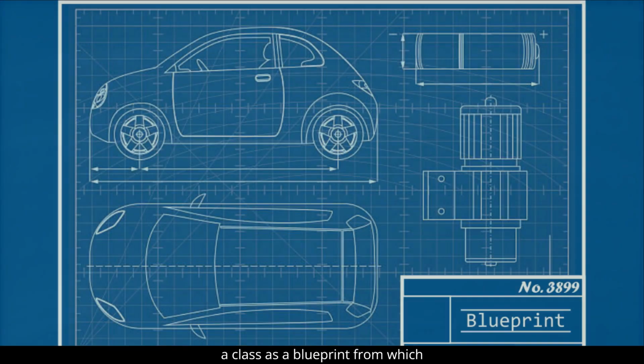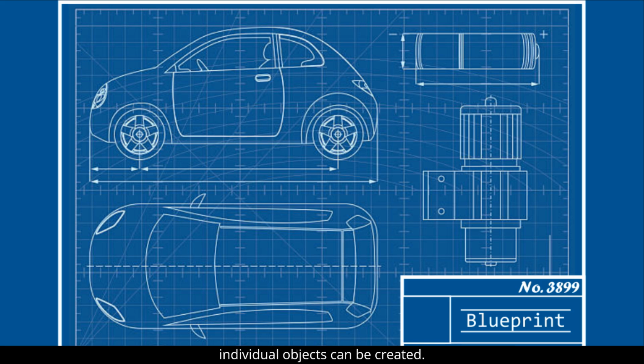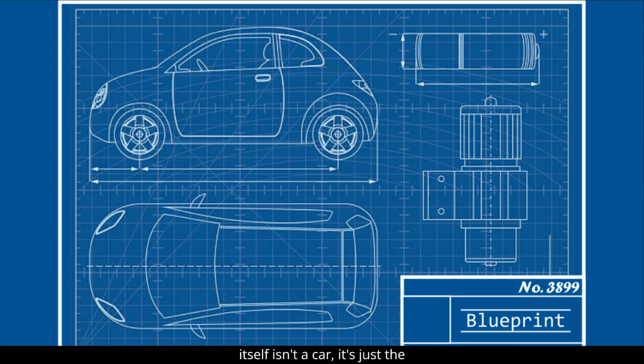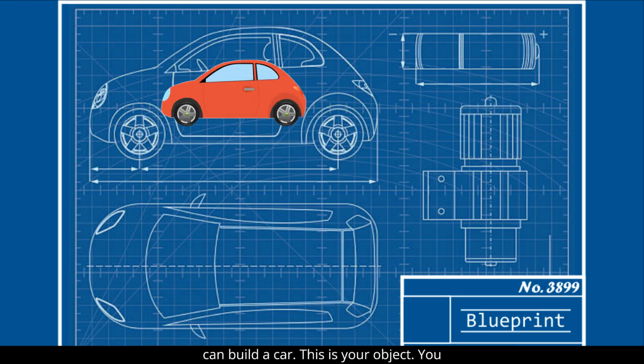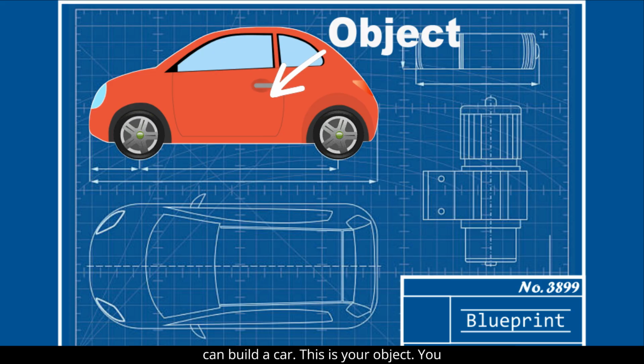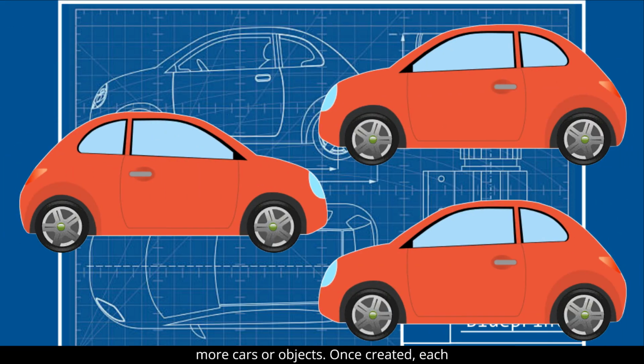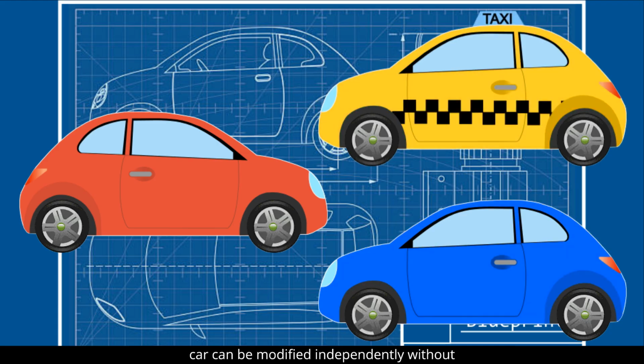Think of a class as a blueprint from which individual objects can be created. Imagine a blueprint for a car. The blueprint specifies the components like the body, wheels, and engine, and the functions such as driving, braking, and turning of a car. But the blueprint itself isn't a car. It's just the definition of one. Using the blueprint, you can build a car. This is your object. You can use the same blueprint to make many more cars or objects. Once created, each car can be modified independently without affecting the others.